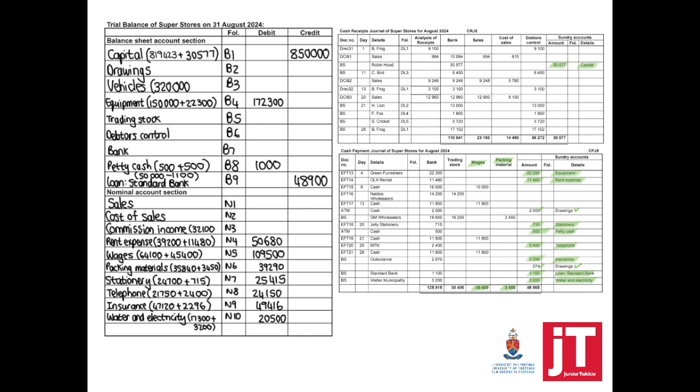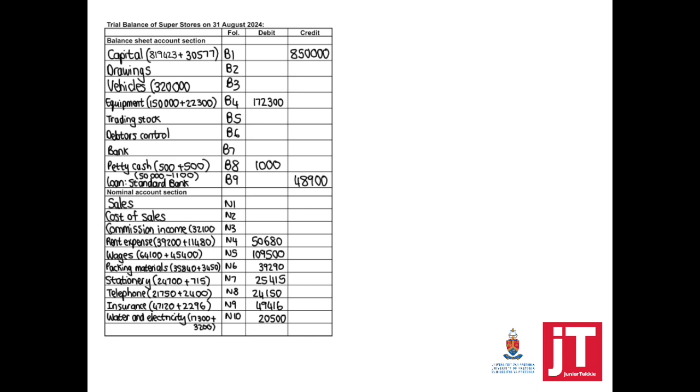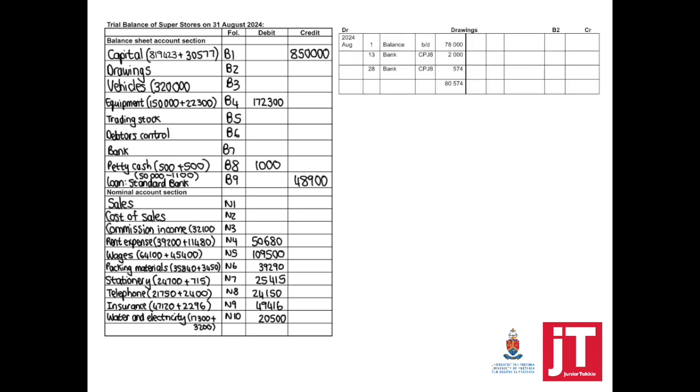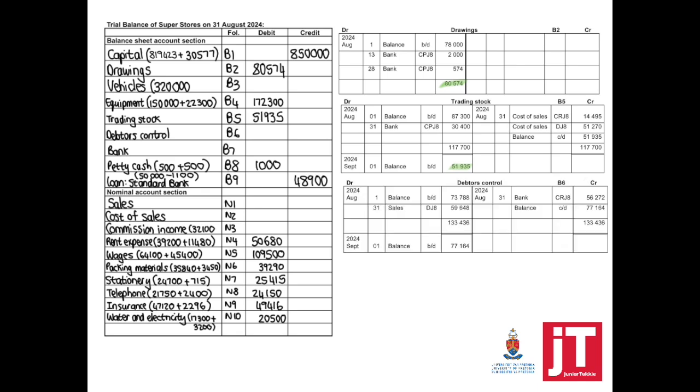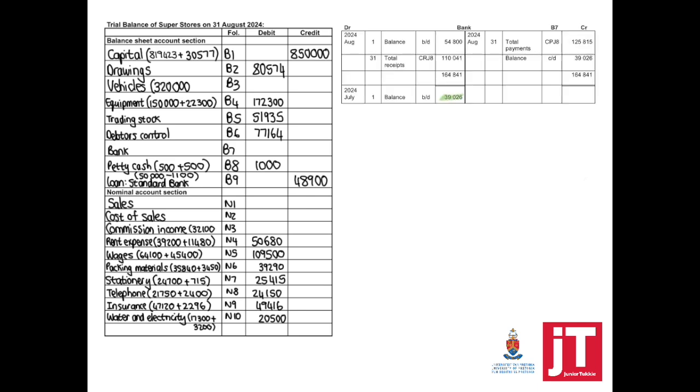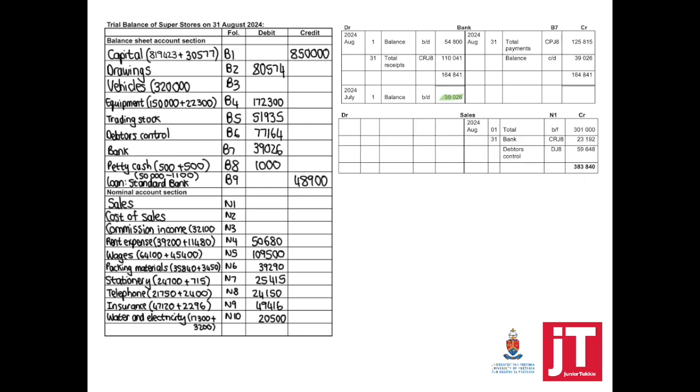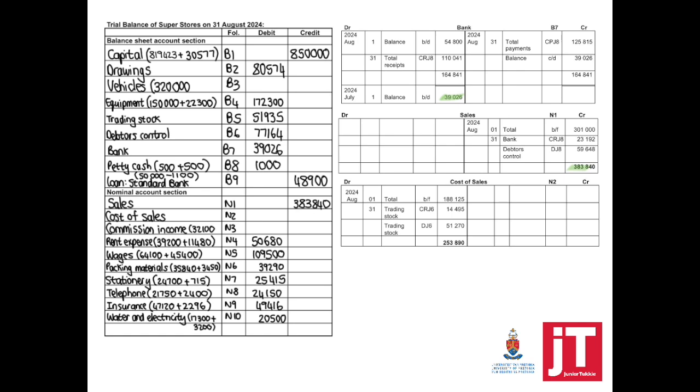So now we've basically posted directly from the journals. All we need to do now is take our new balances and totals from the general ledger that we have calculated. So immediately, if it appears on the debit side, it's on the debit side in the trial balance. The same as with trading stock, debtors control, bank, sales, and cost of sales.